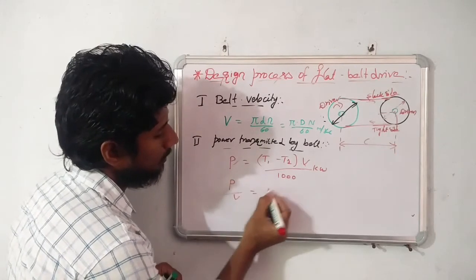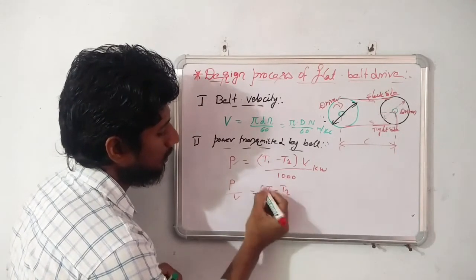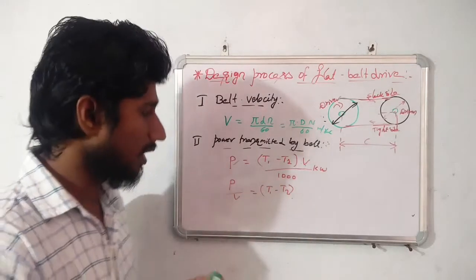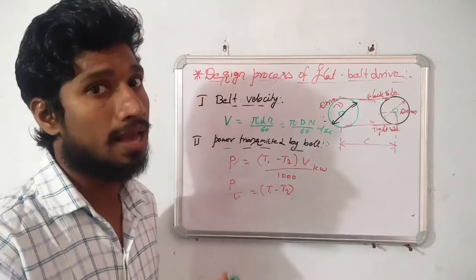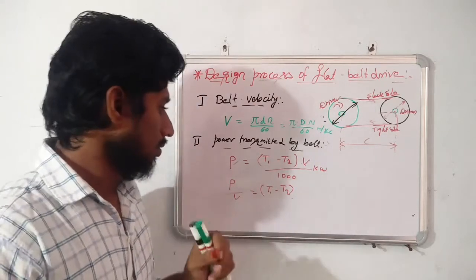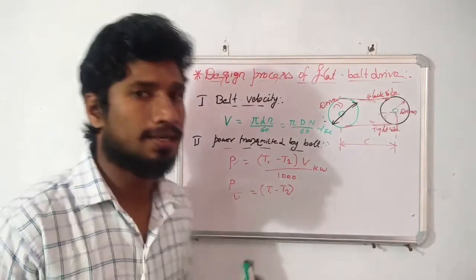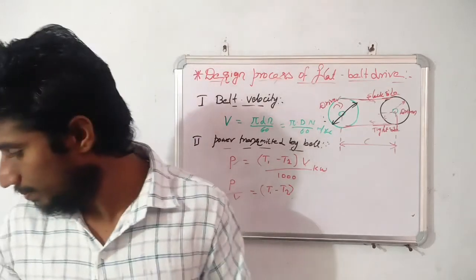P by V, that is equal to T1 minus T2. So it is the way to find out the tension in tight side and slack side. So this is about the second step. Go to the next step.